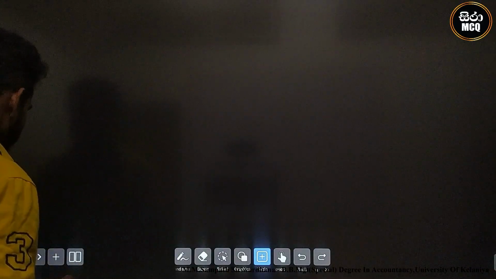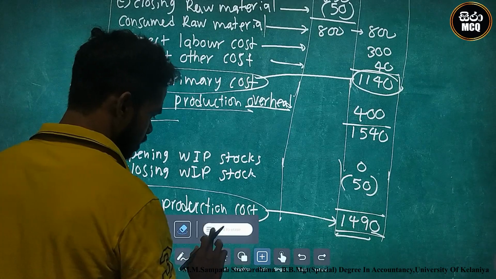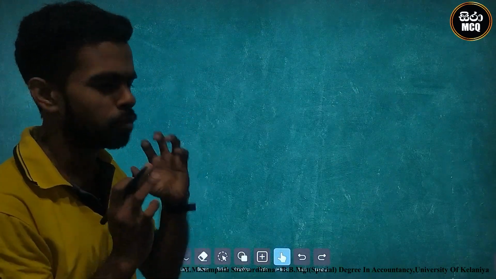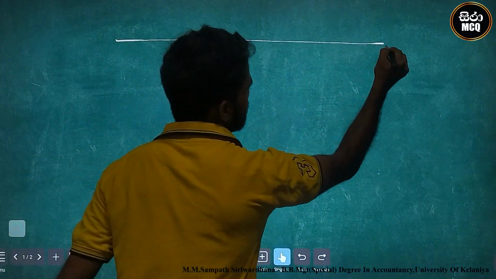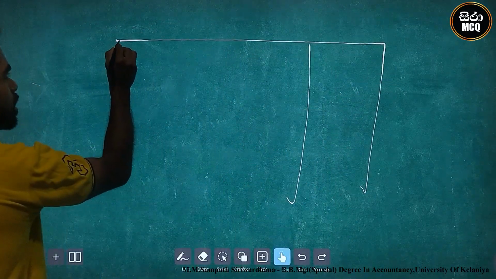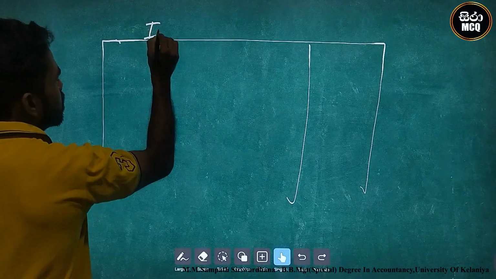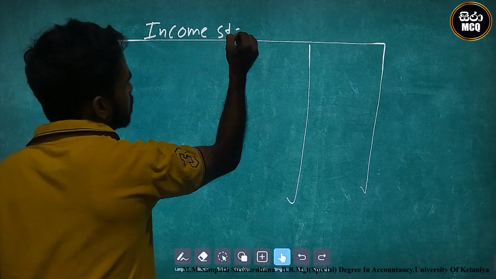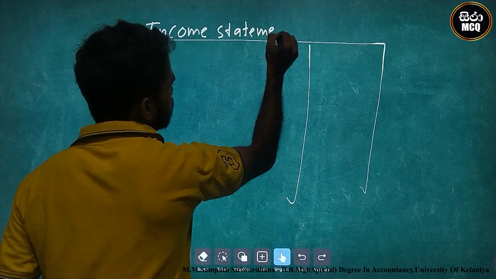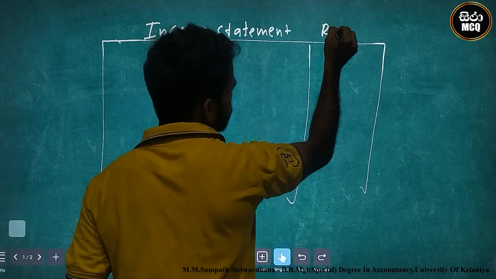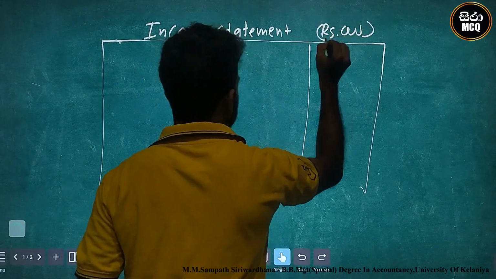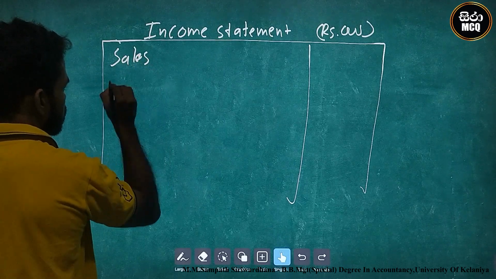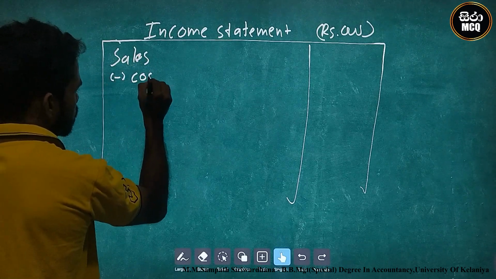I prepared the trade account, which is the top of the income statement. This is the income statement in 1000. What is the major structure? Sales minus cost of sales.